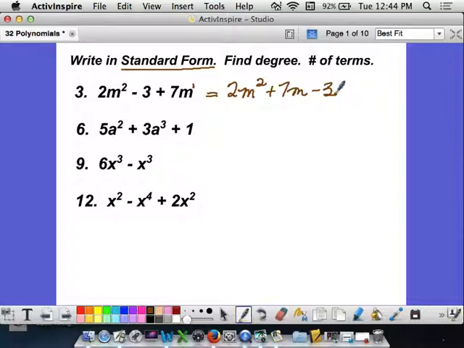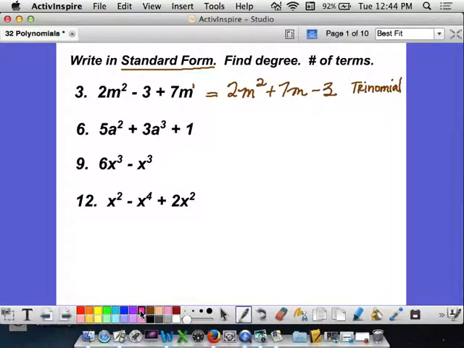A few things just to note: because this has 3 terms, it's referred to as a trinomial. And that makes sense. A tricycle has 3 wheels, a trio has 3 people, tri meaning 3. So this is in standard form, decreasing power. It's considered a trinomial. And the degree. The degree says how many variables are in each term. So I have 2, 1, 0.